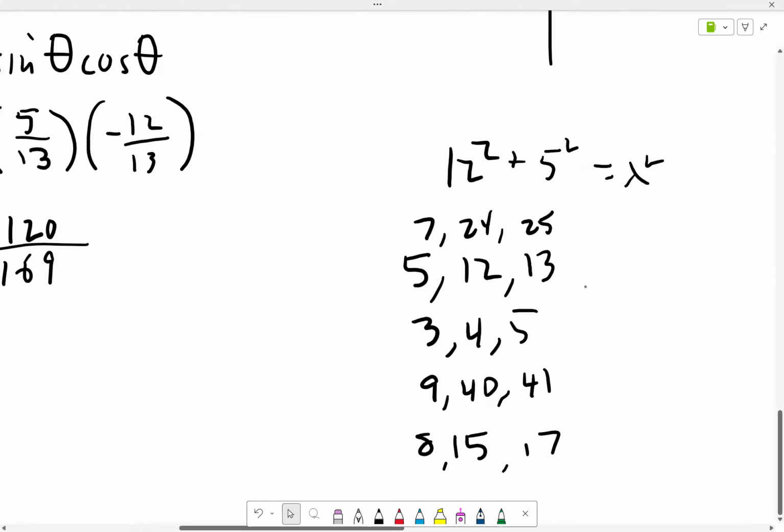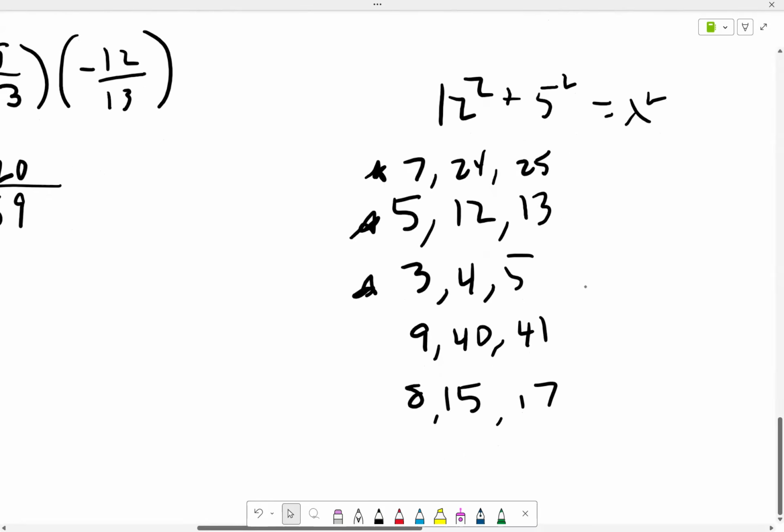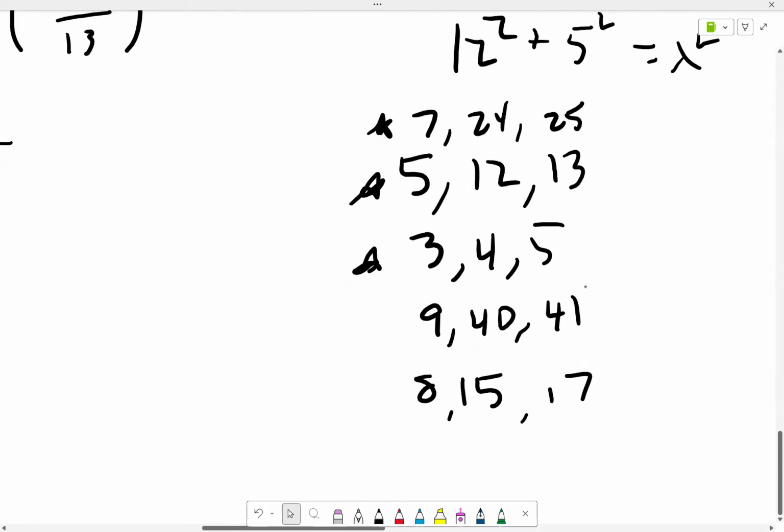Yeah, I think that these are the main ones. I think you should definitely be familiar with these. 3, 4, 5. Yeah, I identify as 3, 4, 5. I can see that.